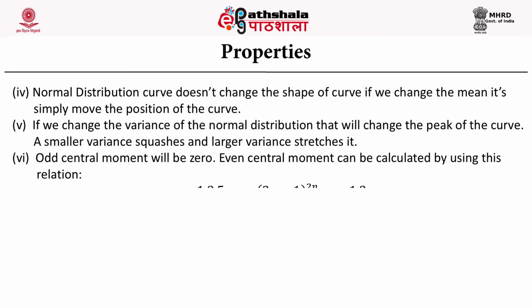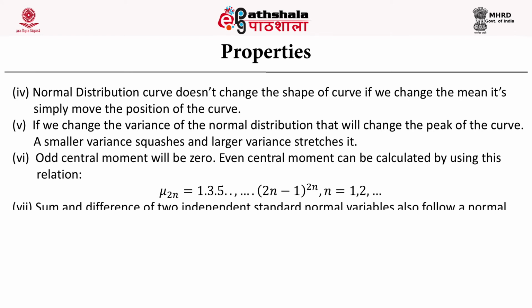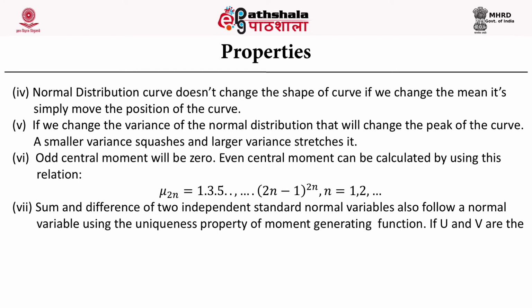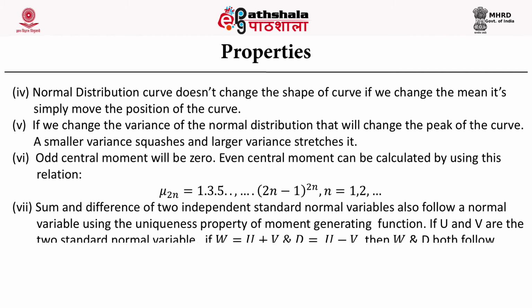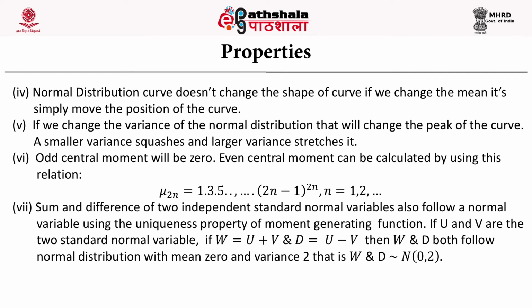Even central moments can be calculated by using this relationship, that is mu 2n is equal to 1 into 3 into 5 and so on, equal to (2n minus 1) power 2n, where n takes values 1, 2 and so on. The sum and difference of two independent standard normal variables also follow a normal distribution, using the uniqueness property of the homogeneity function. If u and v are two standard normal variables, and w is equal to u plus v and d is equal to u minus v, then w and d both follow normal distribution with mean 0 and variance 2, that is w and d follow normal distribution with parameters 0 and 2.